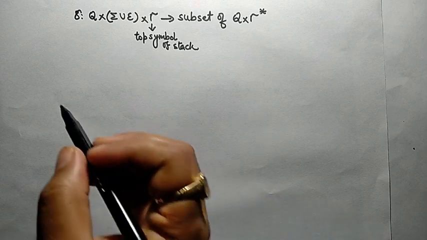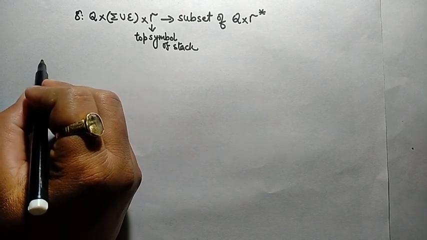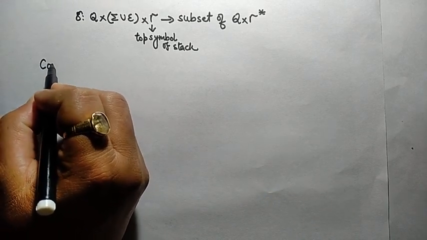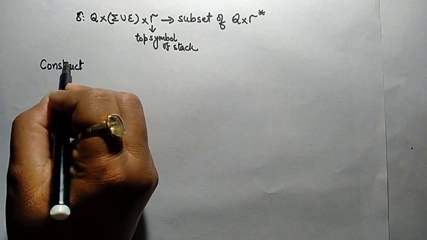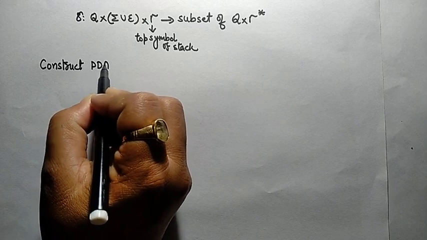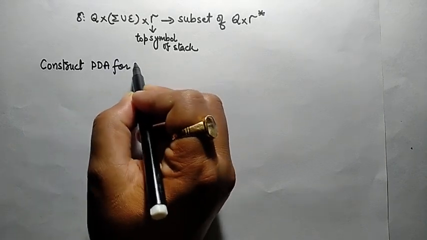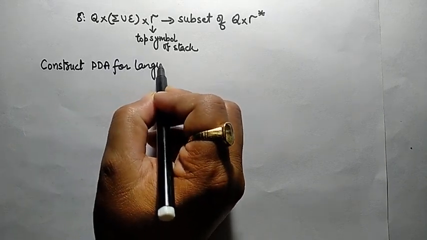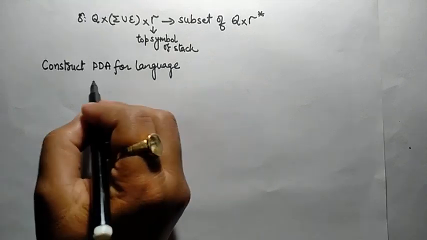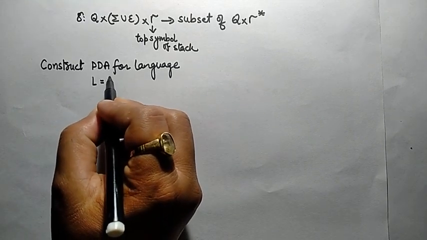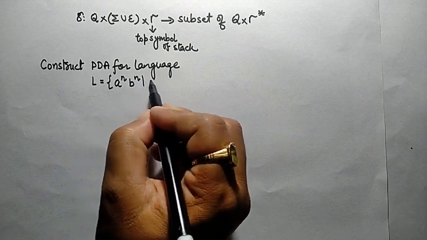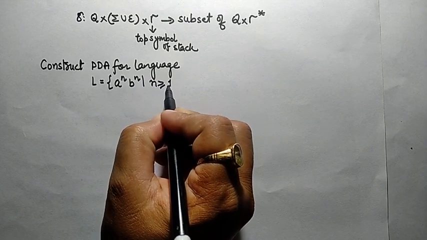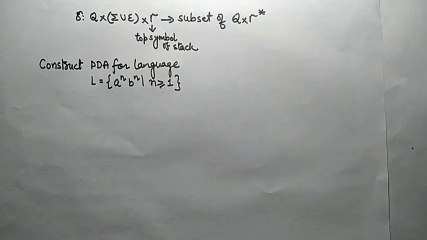Now let's construct a PDA for the language L = {A^n B^n | n ≥ 1}.